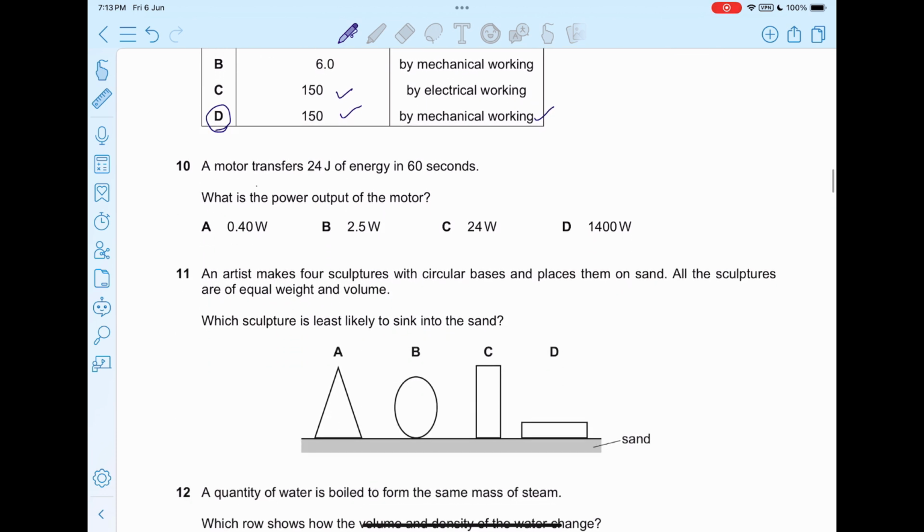Number 10, a motor transfers 24 joules of energy in 60 seconds. What is the power output of the motor? So P is equal to energy over time. Energy is 24 divided by 60. So put that in the calculator and you should get 0.4 watt. So the answer is A.